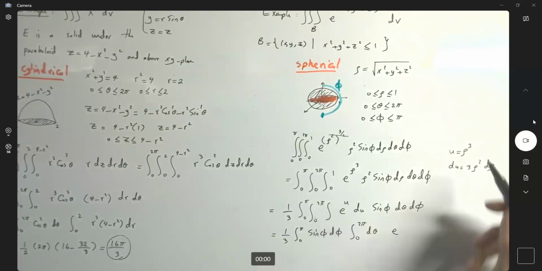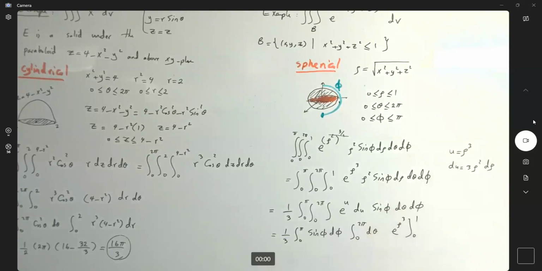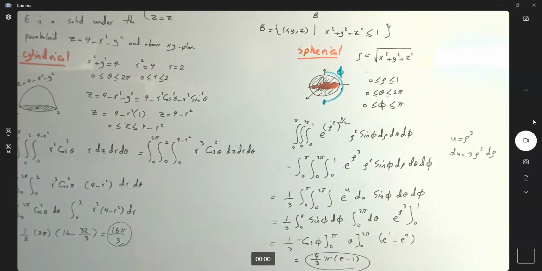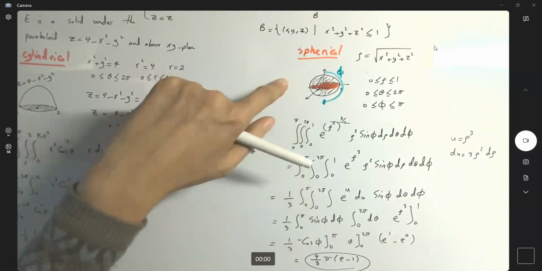Which is going to be e to the u, but here u is rho cubed, 0 to 1. So we get a third, and here we have negative cosine phi, 0 to pi, and here you have theta, 0 to 2 pi, and e to the power 1 minus e to the power 0. So if we simplify this guy, we're going to have 2/3 or another 2, so you get 4/3 pi (e minus 1). So that's how you compute your integral using spherical coordinates.